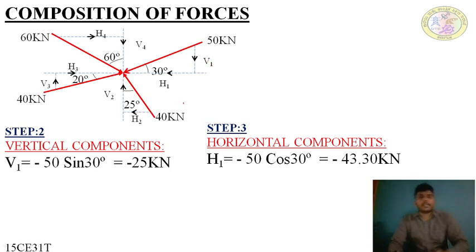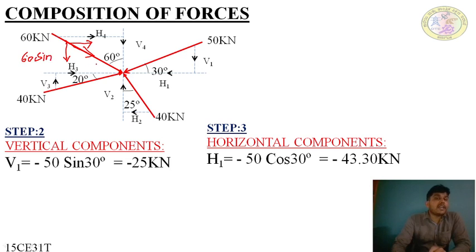That's it. Next we'll go to the 60 kilonewton force. The vertical component will be like this, the horizontal component like this. If we resolve the force, the vertical component is moving in the downward direction, as the force is in this direction. Then the vertical component will be 60. Be very attentive.